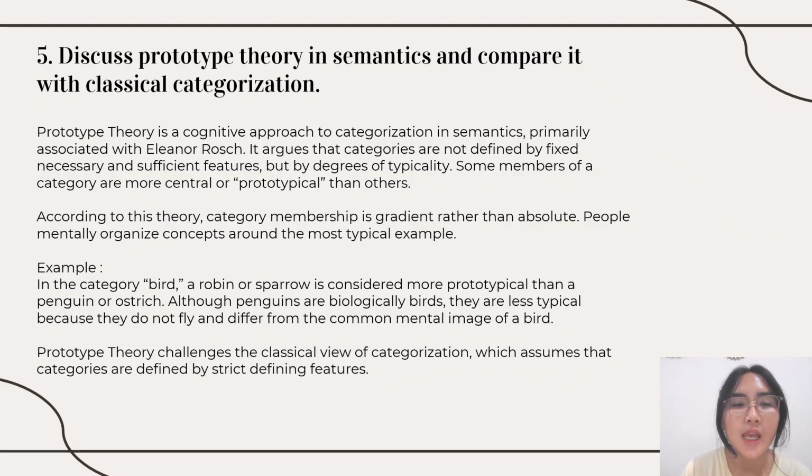An example: in the category bird, a robin or sparrow is considered more prototypical than a penguin or ostrich. Although penguins are biologically birds, they are less typical because they do not fly and differ from the common mental image of a bird. Prototype theory challenged the classical view of categorization, which assumes that categories are defined by strict defining features.